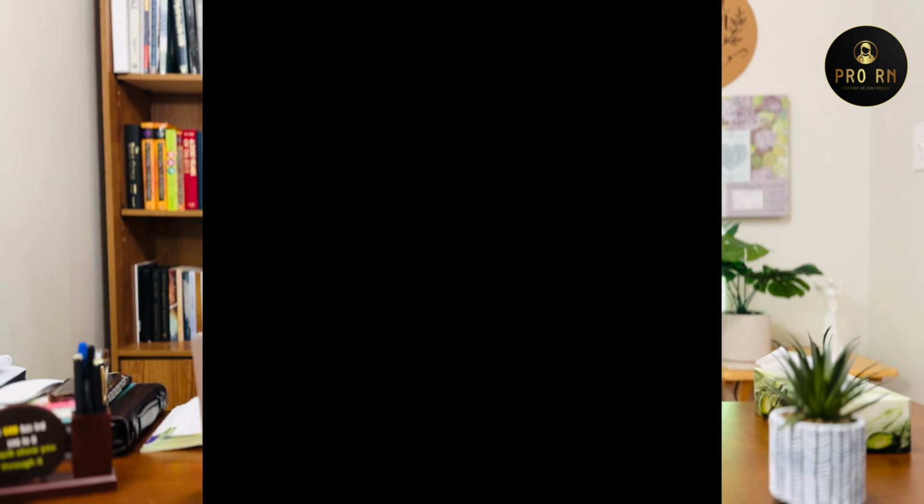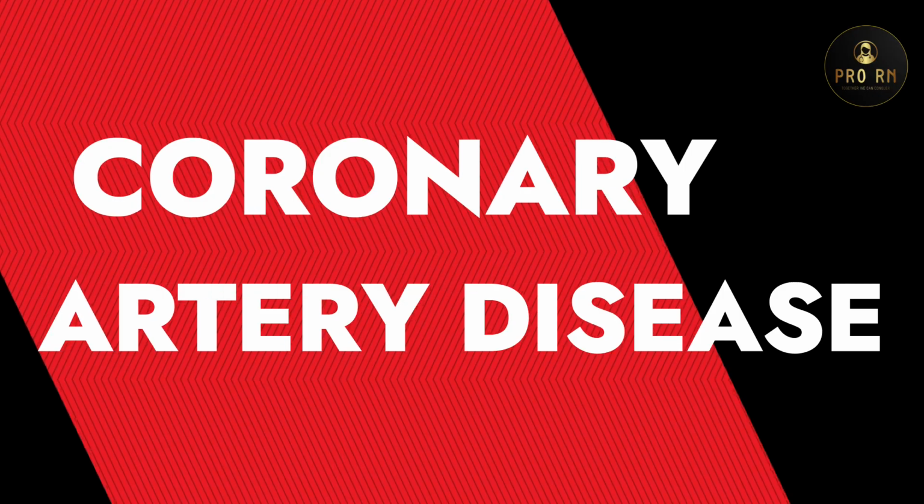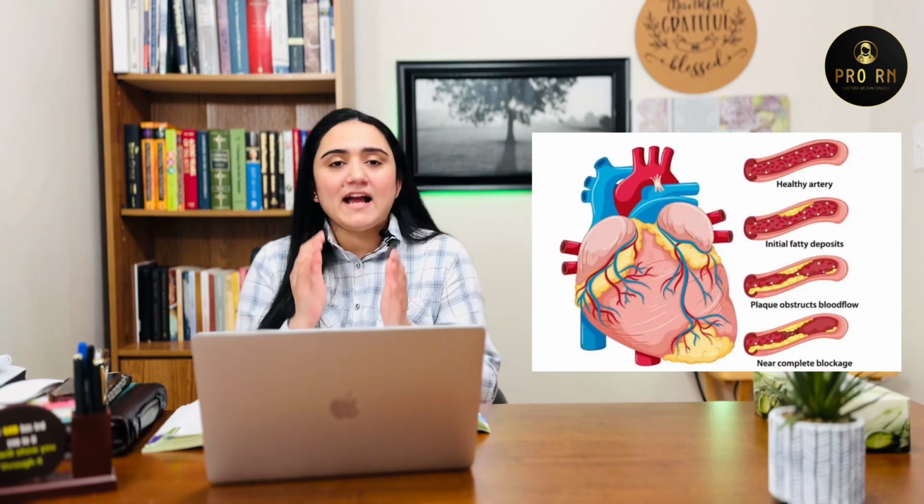तो उससे क्या होता है? Now the topic we are going to talk about is coronary artery disease. Now, what is coronary artery disease? Coronary artery disease is when one of the arteries supplying blood to the heart gets blocked completely or partially with plaque formation. Okay, अभी आपको मैं एक एग्जाम्पल देती हूँ.